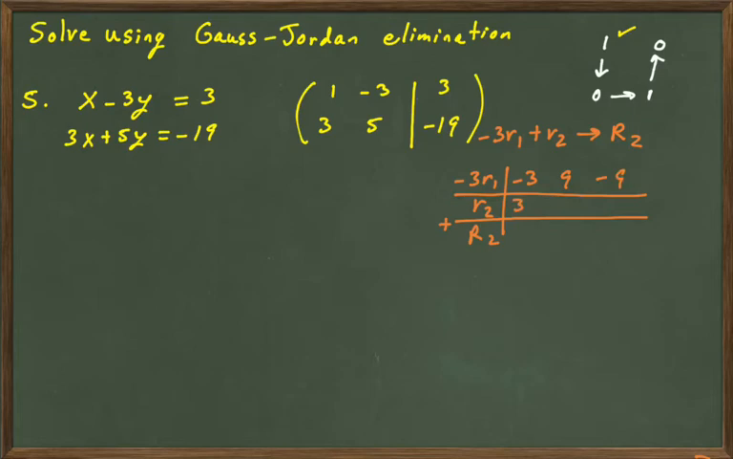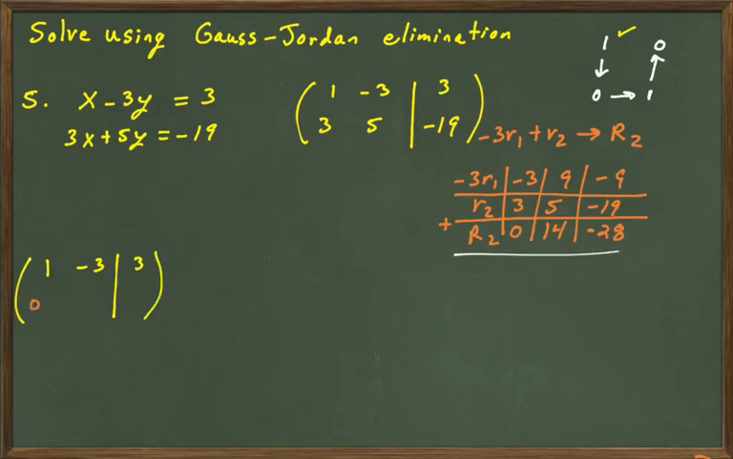Row 2 is 3, 5, and negative 19. Then we're going to add that, and that's going to become our new row 2. So negative 3 plus 3 is 0. 9 plus 5 is 14. And then negative 9 plus negative 19 is negative 28. After we perform that row operation, the only thing that's replaced is row 2, so row 1 is unaffected. Row 1 is still 1, negative 3, and 3. Now our new row 2 is 0, 14, and negative 28, so we're going to put that in there.